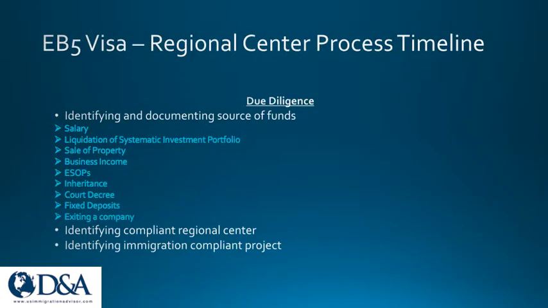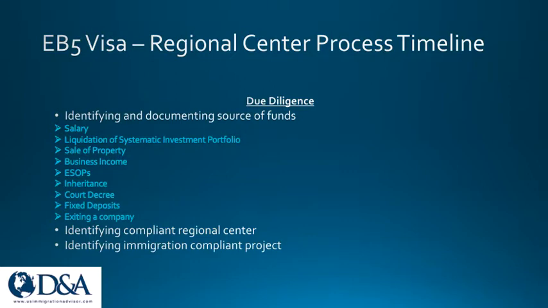EB5 visa regional center process timeline. Step 1 of making any investment is due diligence. In the case of a regional center project, the following due diligence need to take place. First, of course, is related to the investor himself. That is, identifying and documenting source of funds. Every dollar that's being invested by the investor needs to be documented.